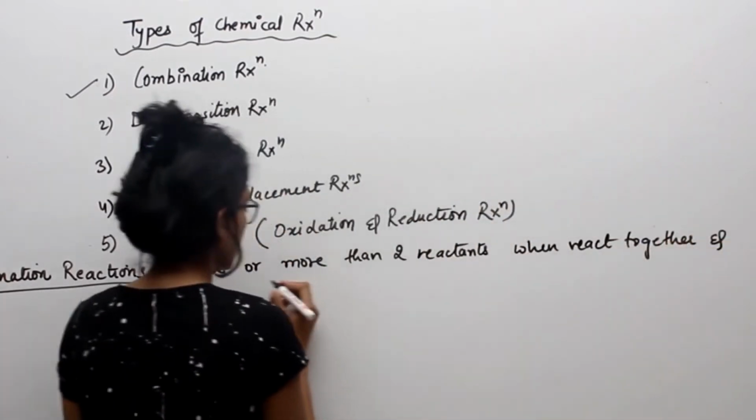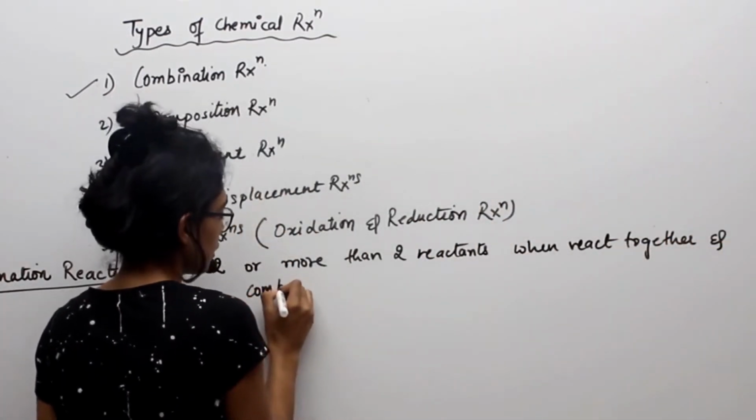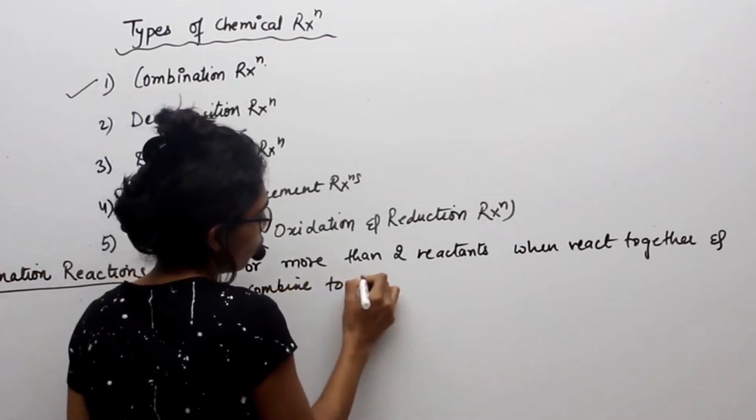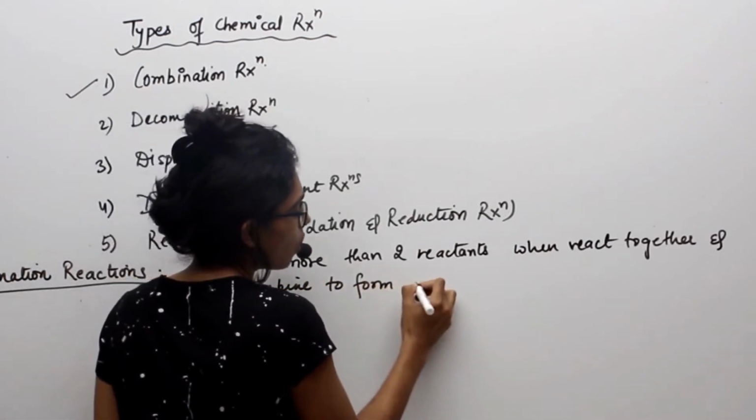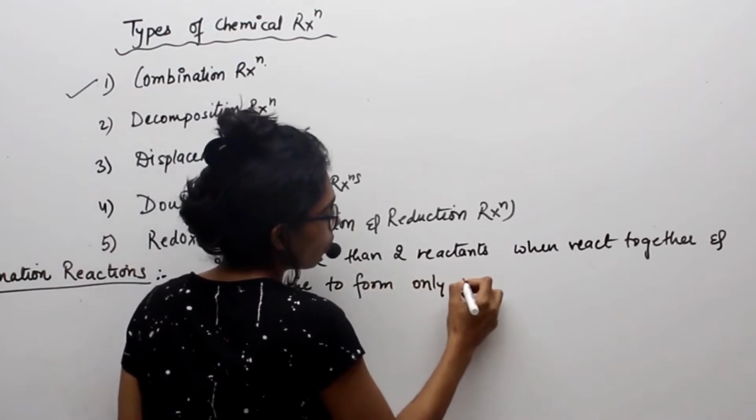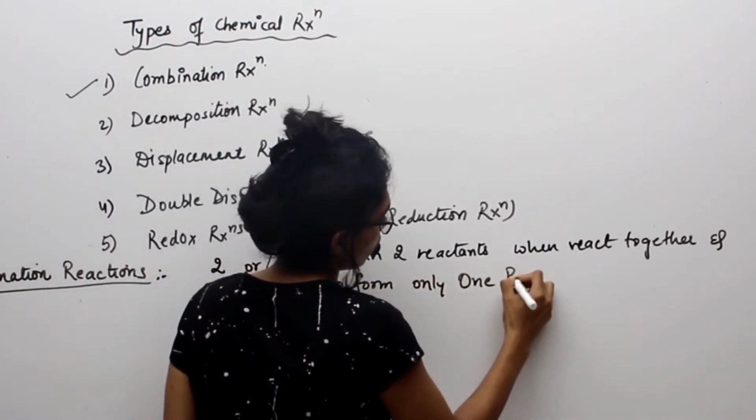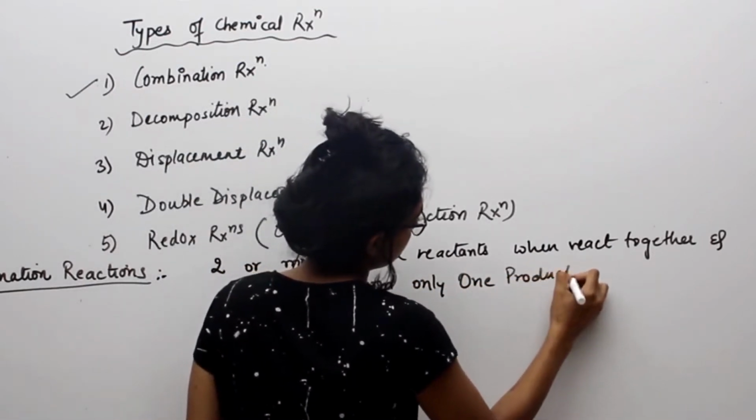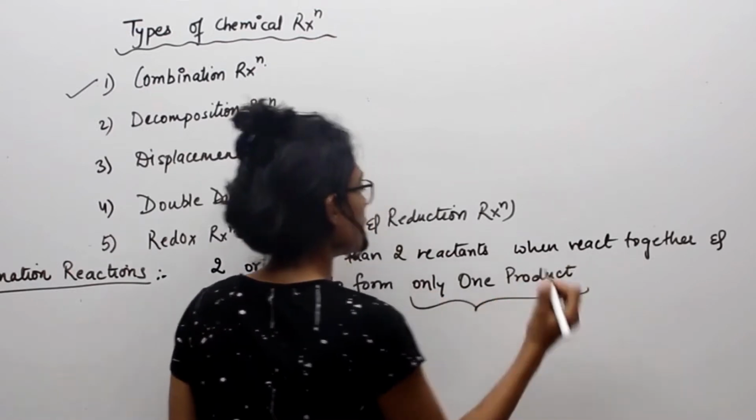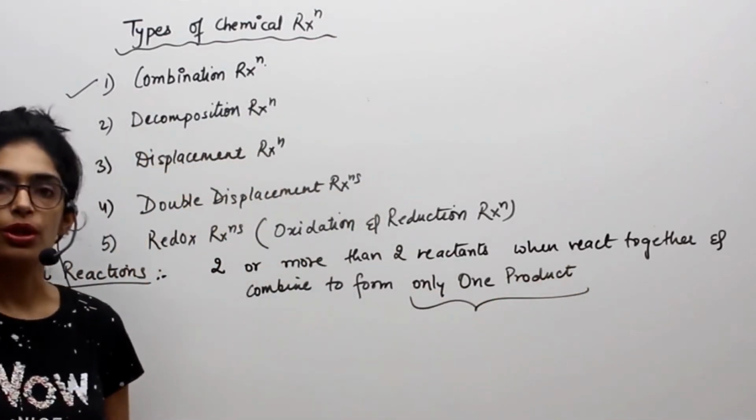So 2 or more than 2 reactants, when they react together and combine to form only one product, then the reaction is called a combination reaction.